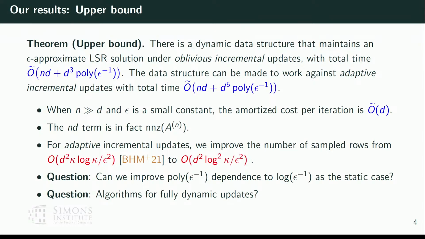And the second place that doesn't seem super tight is that both of these two algorithms only work for incremental updates. Even though we can work against adaptive updates, it's still only when they're incremental. What happens if the updates are fully dynamic? Can we still get order d update time? But unfortunately, we have some lower bound results that show that both of these two questions are not possible.